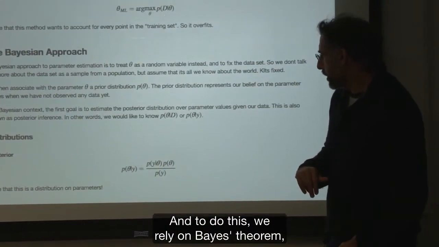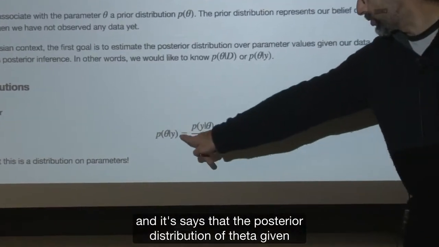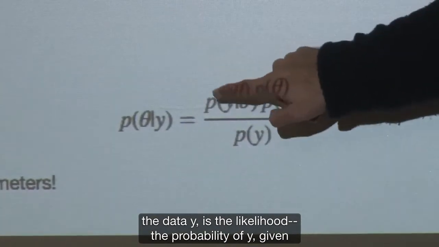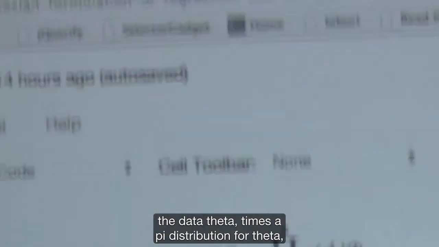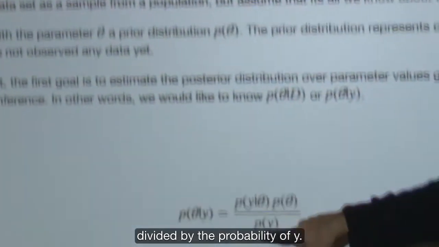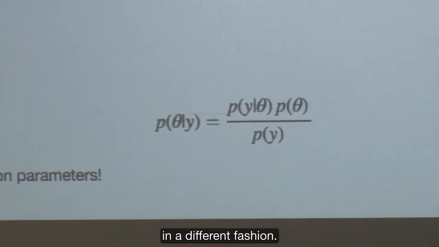And to do this, we rely on Bayes' theorem, which you can see written out here. It says that the posterior distribution of theta given the data y is the likelihood, the probability of y given theta, times the prior distribution for theta, divided by the probability of y. This is just Bayes' theorem written out in a different fashion.